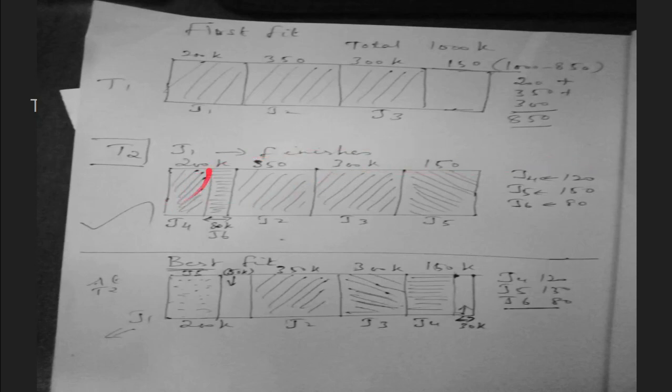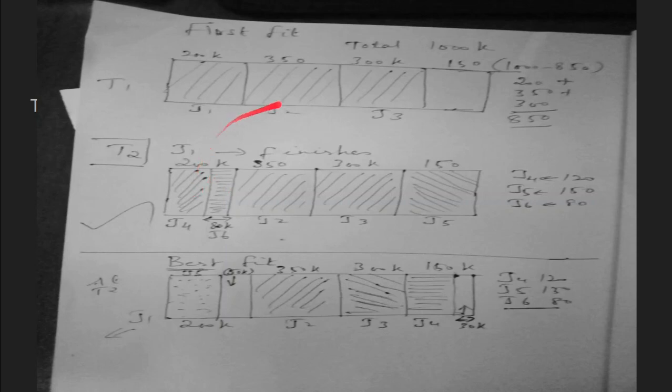That's why I have given this as the shaded part here. So 120 kb of the job is allotted to the 200 space of memory. So naturally a hole will be created, which is of 80k. Okay, so 200 minus 120 is 80. So this is left out after J1 left and J4 has entered the queue.